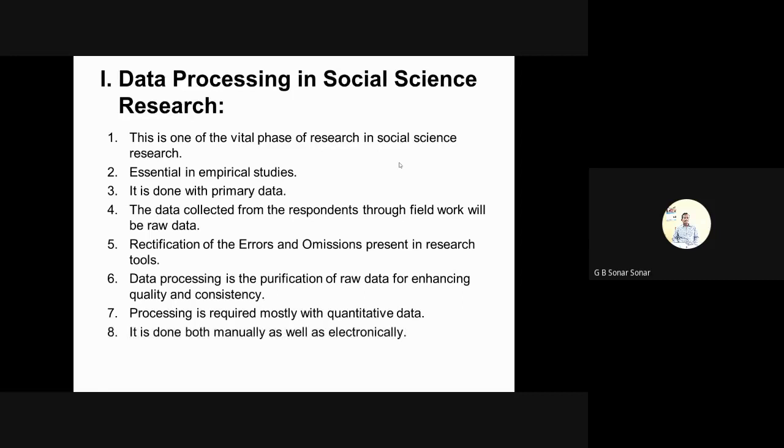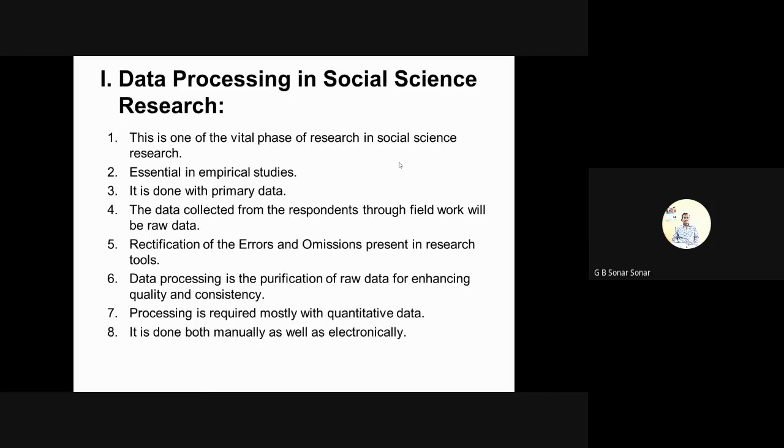Now, one more important aspect we need to understand is that data processing cannot be done only electronically. Data processing is to be done both manually as well as electronically. That's very important. For example, there is something like data editing. Data editing cannot be done electronically. Data editing requires to be done manually. And there are some sub steps of data processing which can be done both manually as well as electronically.